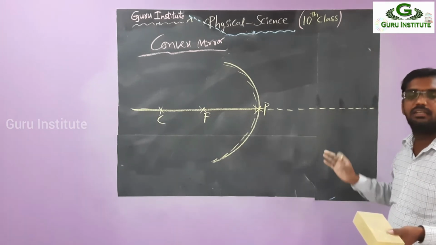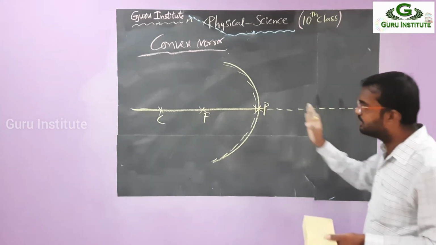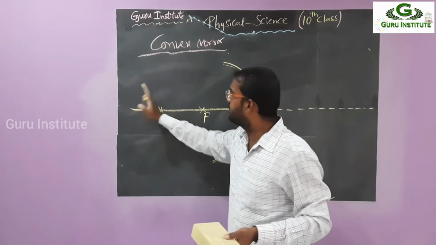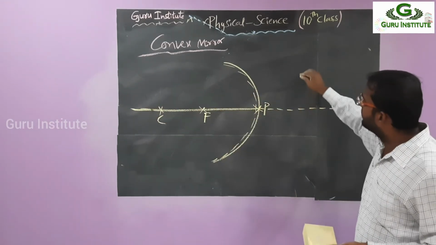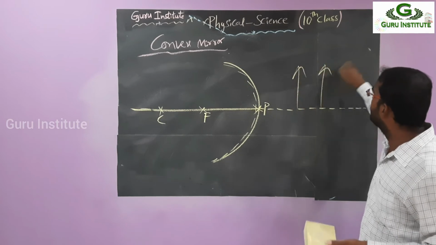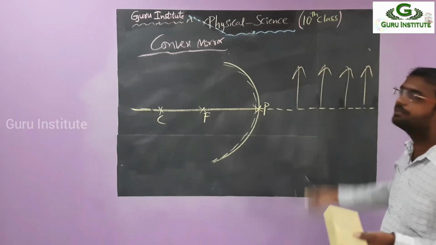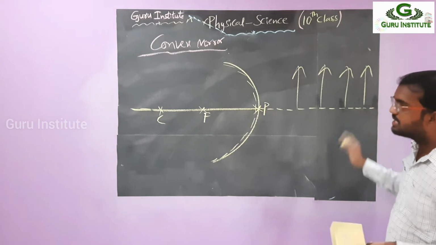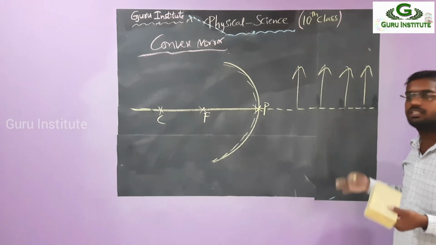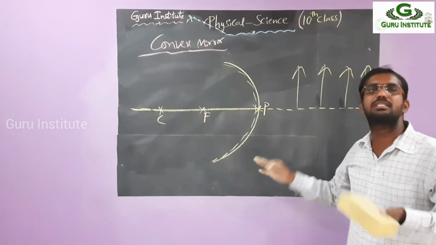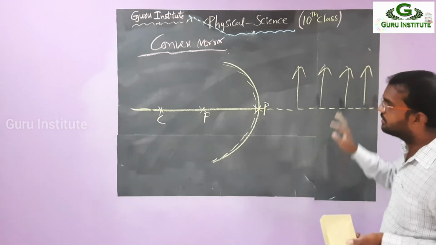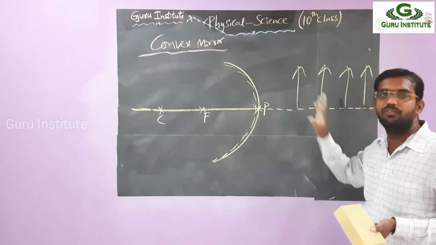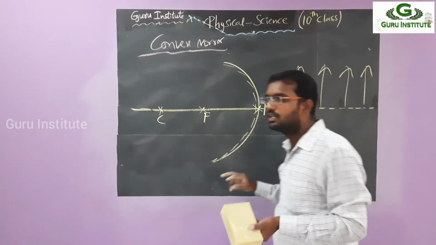At C, beyond C, between F and C, we can't keep the object here, right? Because it is totally inside. So wherever you keep the object, all cases are the same. That means beyond C, at C, between F and C, there are no 5 cases. All cases are the same. Only a single case. Out of 5 cases, we draw only one.